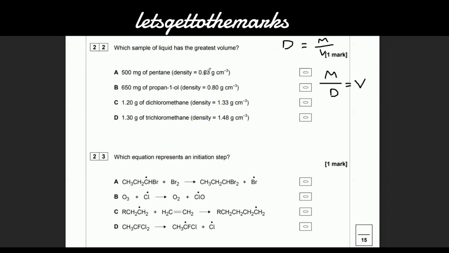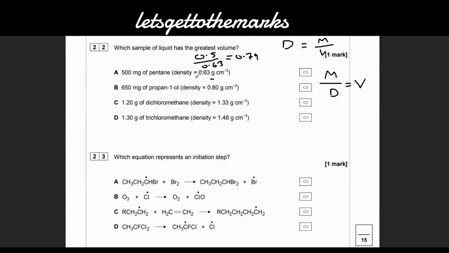We need to change the units so they're the same. So this density is in grams. So I need to be doing 500 divided by 1,000 to put it in grams. So this is going to be 0.5 over 0.63. Smack that in the calc, see what you get. 0.5 divided by 0.63, and you get something along the lines of 0.79.